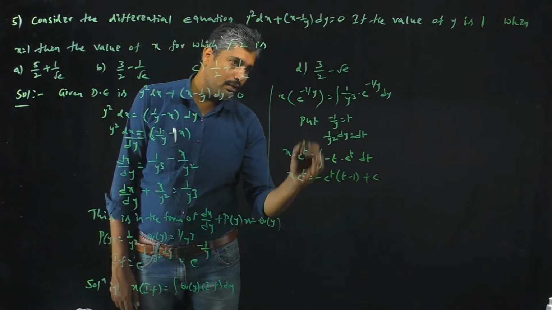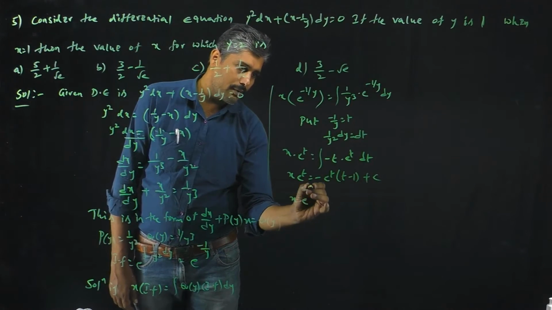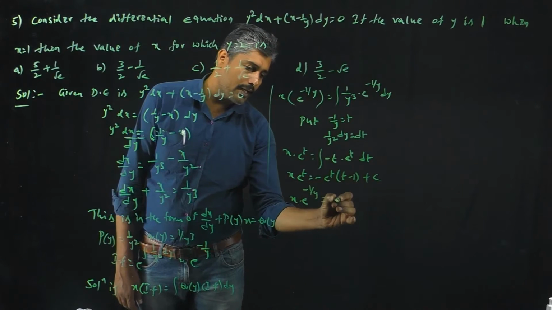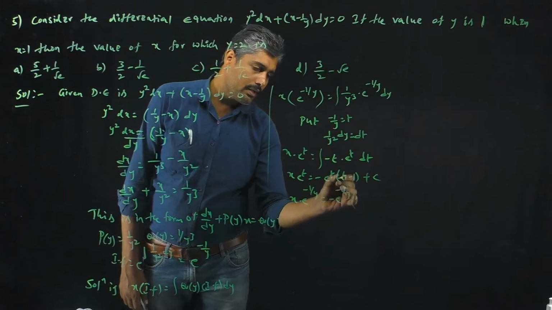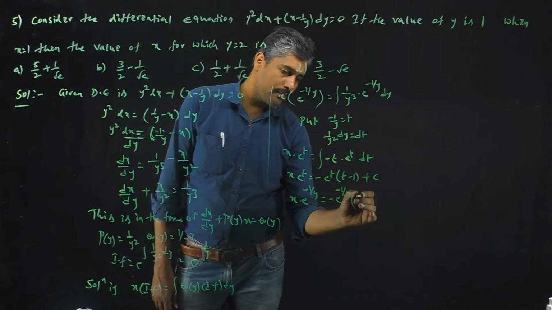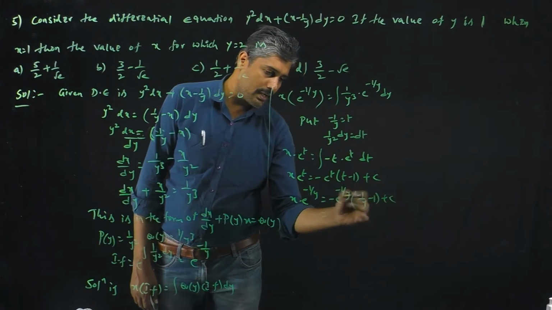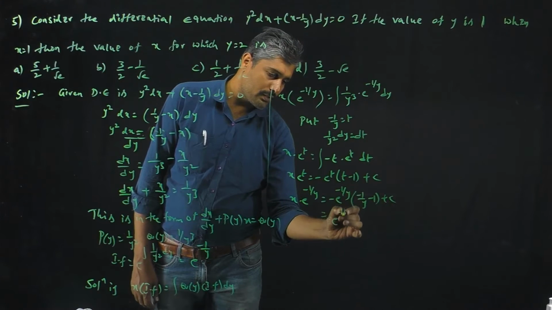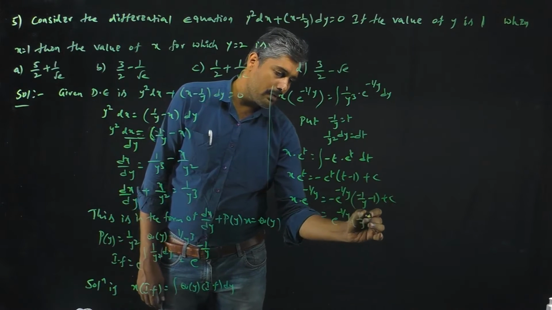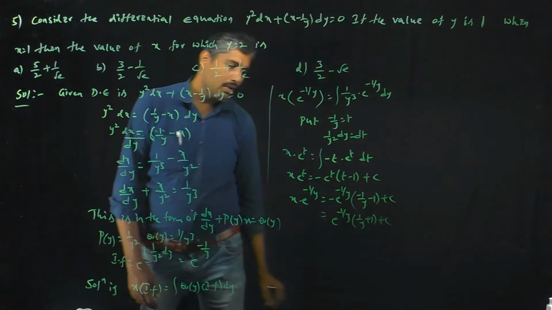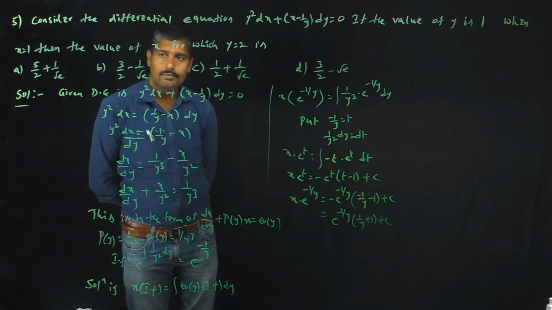Here t equal to minus 1 by y, so x into e power minus 1 by y equal to minus e power minus 1 by y into minus 1 by y minus 1 plus c. Taking minus common, we get e power minus 1 by y into 1 by y plus 1 plus c.